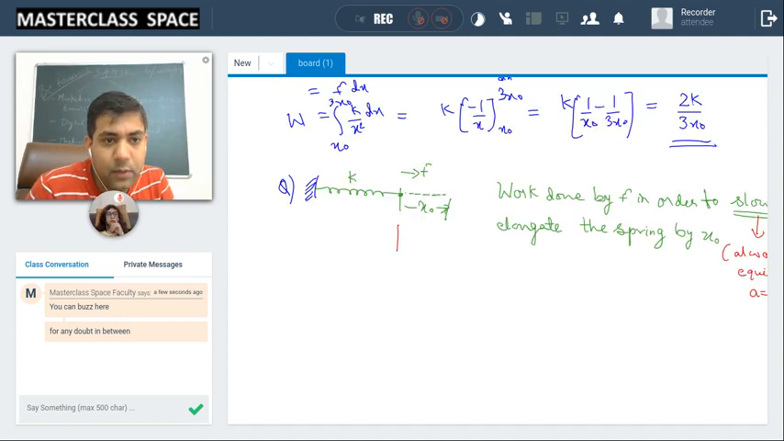That means if you are pulling a body from the natural length, the relaxed length of the spring, by x, the force which the spring will exert in the opposite direction is going to be kx. Fine. And this force is varying as you increase x. This force will keep on increasing. If you increase by x1, it's going to be kx1. If you increase more, then it's going to be kx2 and likewise. So it's a variable force actually.